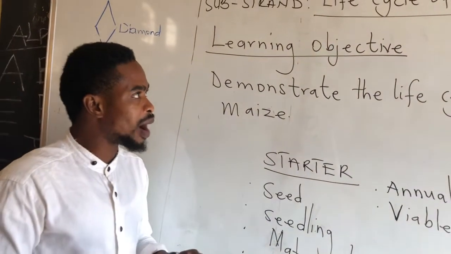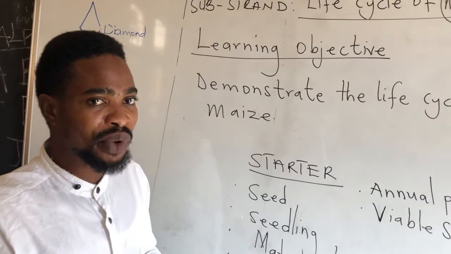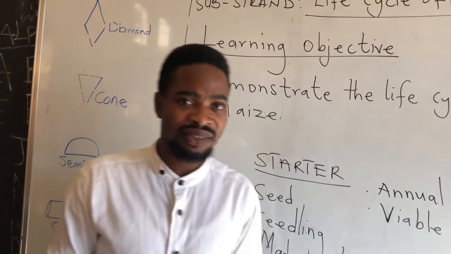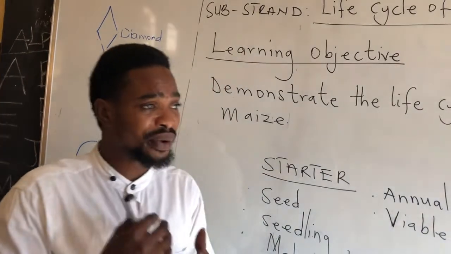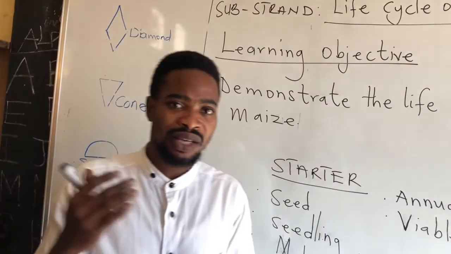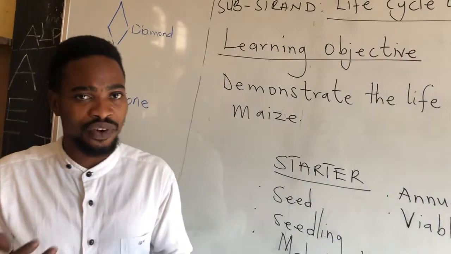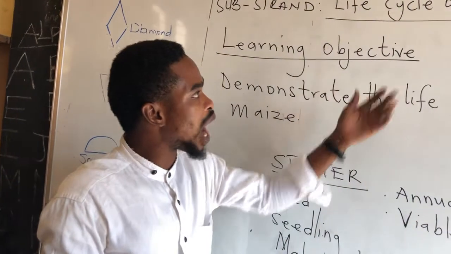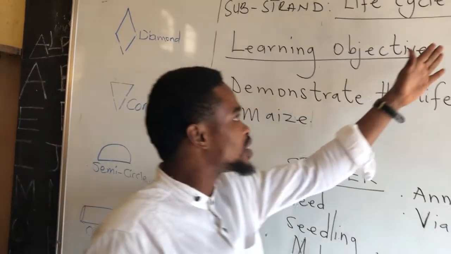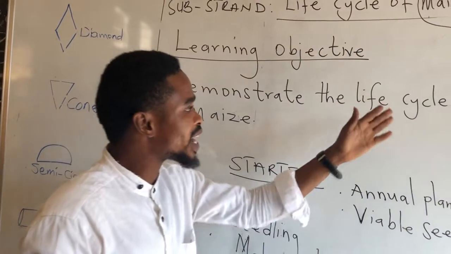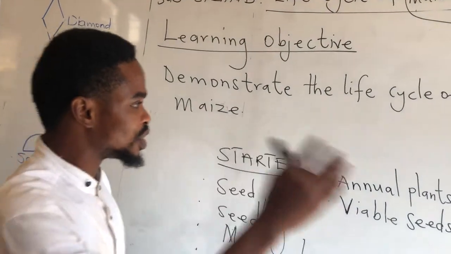Now, I want to talk about maize plants. We all know what maize is. Sometimes we enjoy it. We have a lot of varieties from maize, which is porridge, kenkey, and so forth. Now, we want to know how it germinates, or the cycle of maize to the end.